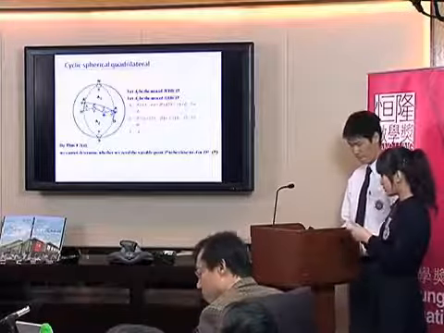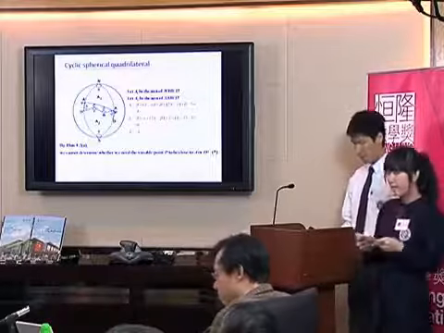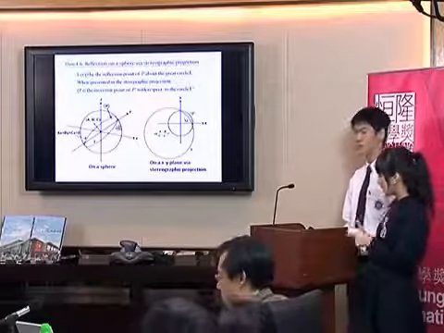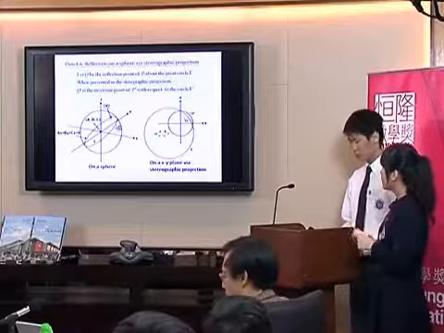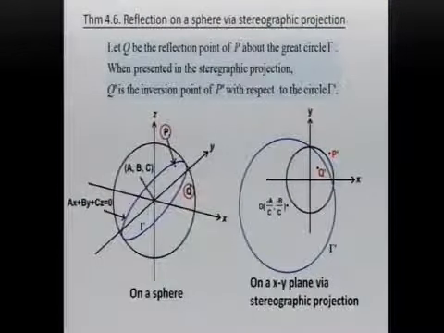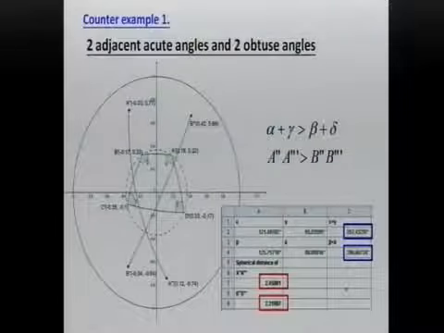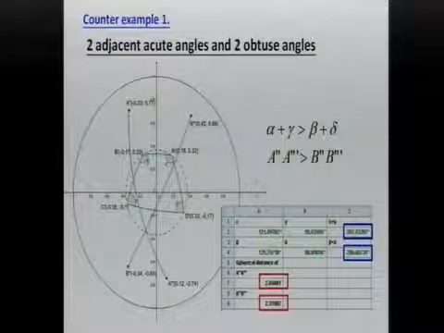We have used the stereographic projection and distance formula to find three counterexamples respectively. We know that when P is reflected about a great circle tau to Q, then the reflection point Q prime is the inversion point of P prime with respect to tau prime, and it is the distance formula on stereographic projection as stated. Here is the counterexample for the cases of two adjacent acute angles and two obtuse angles.